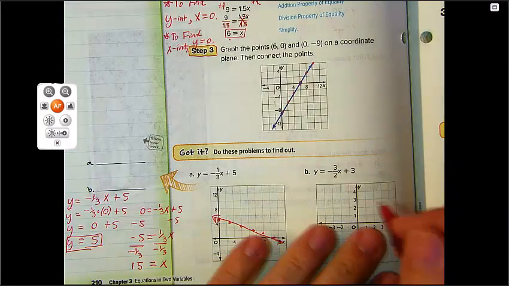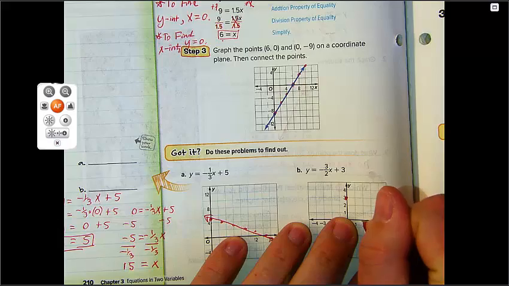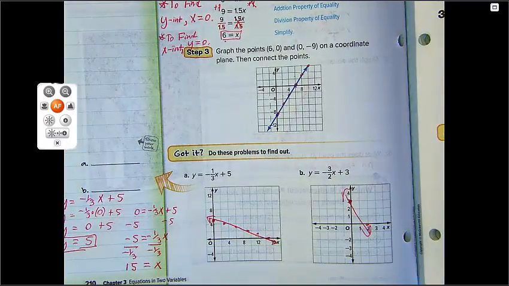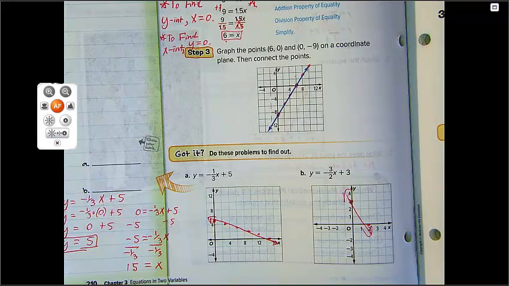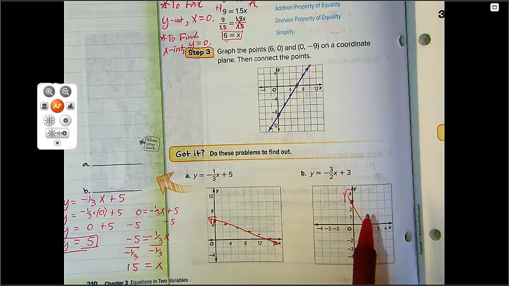If you did B correctly, you should have a dot here, and then a dot here, with a line connecting those, okay? It should have crossed at 3 on the y-intercept, and then you got a 2 for your x-intercept. All right, let's go to the next page.